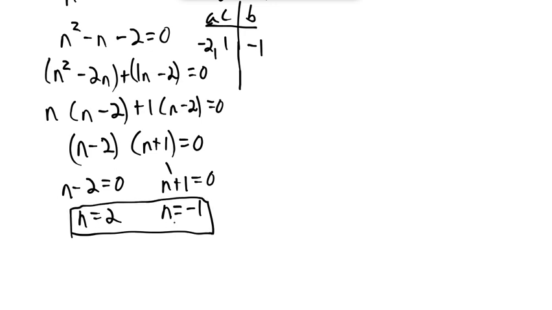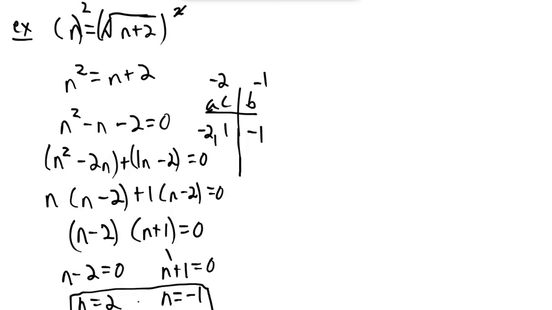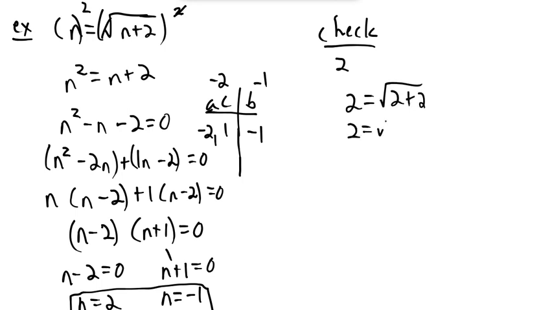Now we have to check these. So now we're going to put both of these in to make sure that they work. We have 2 and -1. Let's check those. Let's check 2. So we get 2 is equal to the square root of 2 plus 2, or 2 is equal to the square root of 4. 2 is good to go.